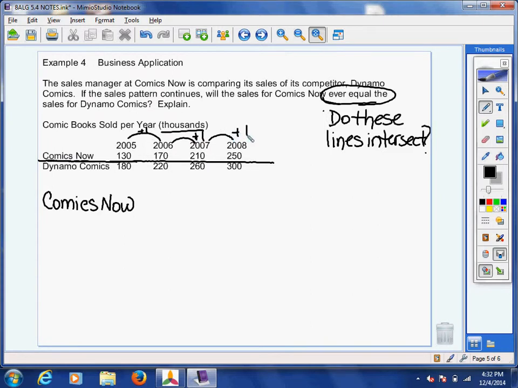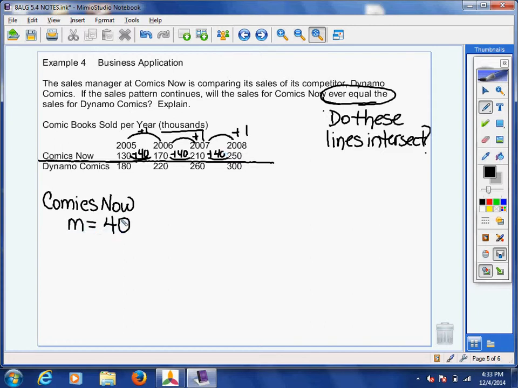Now, what's going on with the sales, or comic books sold? We're going from 130 to 170. How much did we go by? We went up 40. How about 170 to 210? We went up 40, and from 210 to 250, we went up 40. So we have definitely a constant rate of change here. We went up 40,000 comics a year, each year. So that means our slope would be 40.